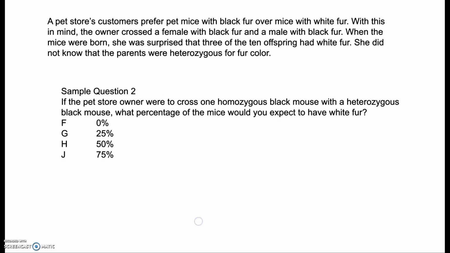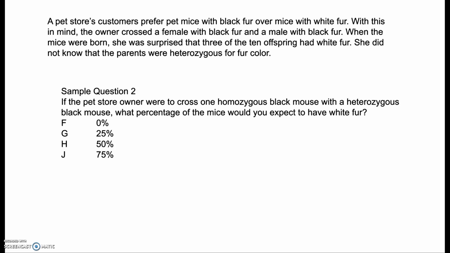Now, let's look at our second question, sample question 2. If the pet store owner were to cross one homozygous black mouse with a heterozygous black mouse, what percentage of mice would you expect to have white fur? So in this, I'm going to go on in my booklet or on my paper and do my Punnett square. So I know that a homozygous black mouse is a capital B and capital B. I know a heterozygous black mouse is a capital B and a lowercase b. So I'm going to do my Punnett square.